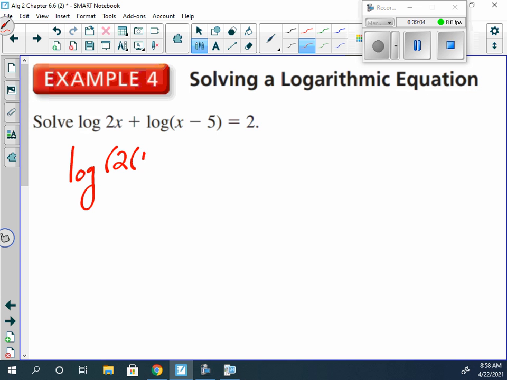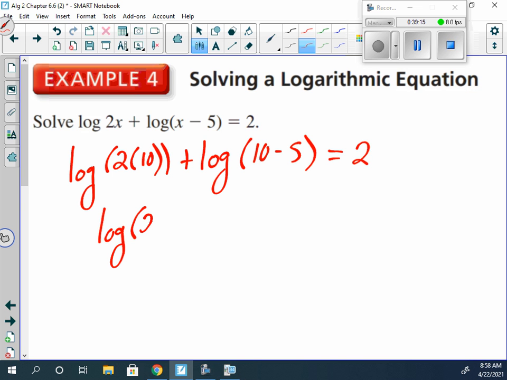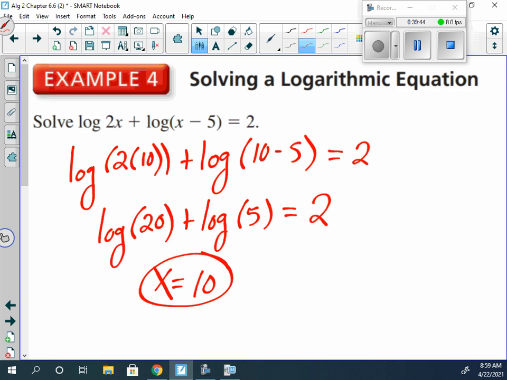And if we check log of when x is 10, this will work, because we'll get log of 20 plus log of 5 is equal to 2. And if we plug that into a calculator, it will tell us that this is equal to 2. Turn it on. And if we type it in, we will get 2. So our answer for this is actually x is equal to 10. The other value of x that we found was considered an extraneous solution and cannot be included in our answer choice.